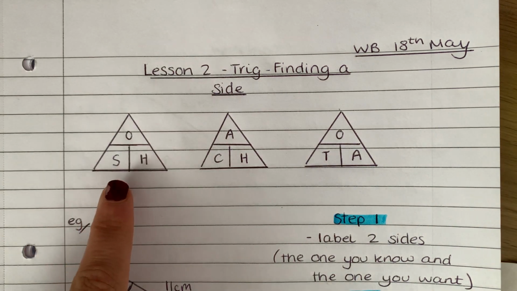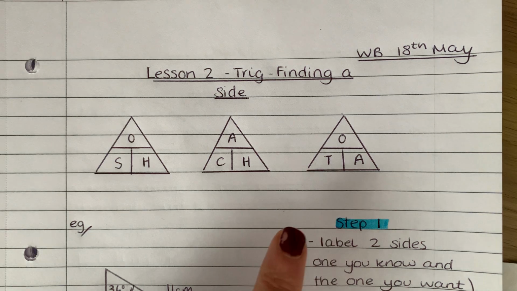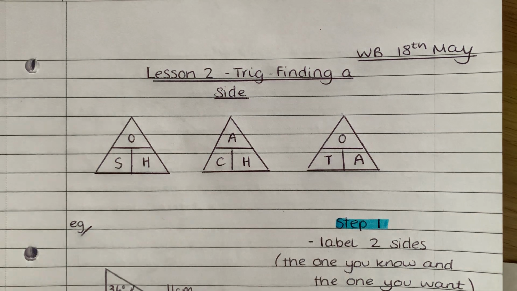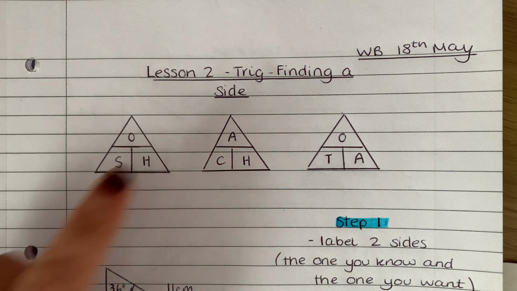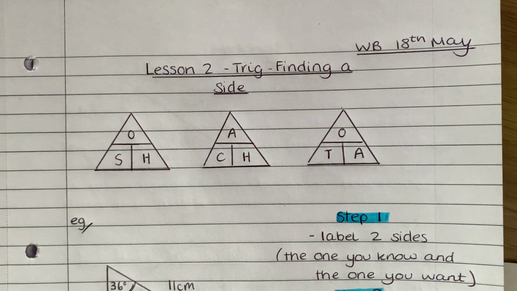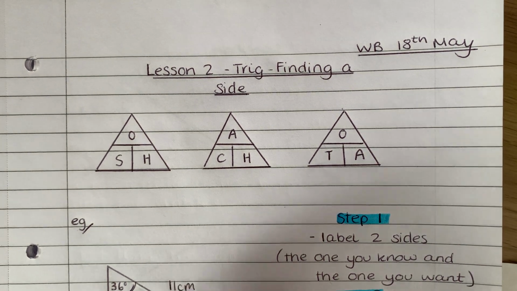So you'll notice, as from last lesson, I'm going to put these at the top of every page that we do, just until you're comfortable without having to look at them all the time. But just in the start, we'll always have them. Right, we're going to look at finding a side. Now, to find a side, we need to know an angle, not the right angle, and we need to know one of the other sides.